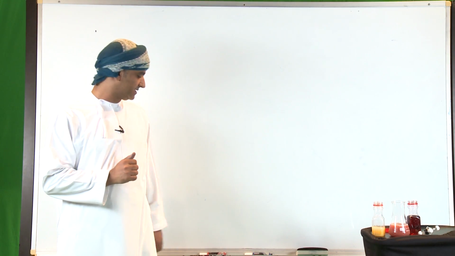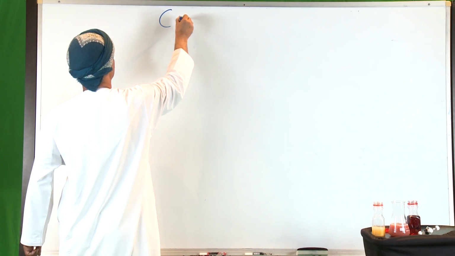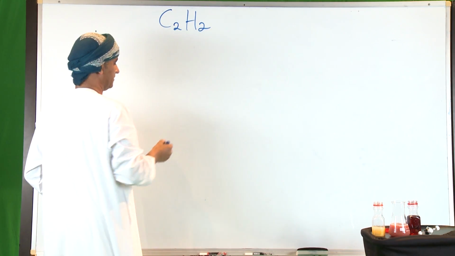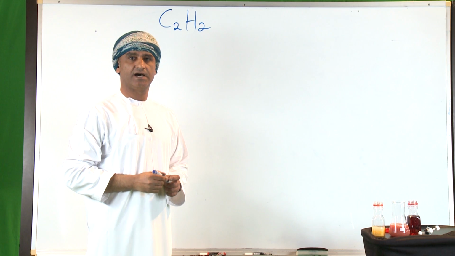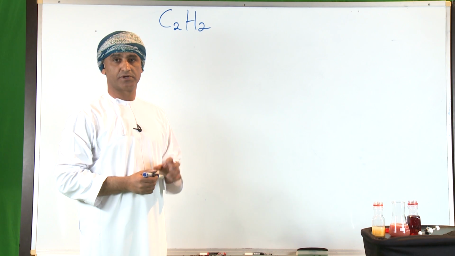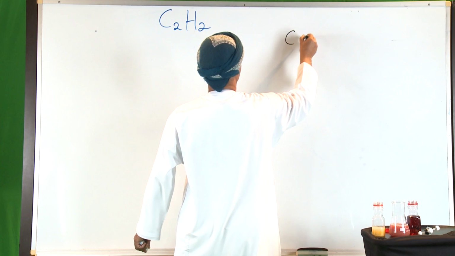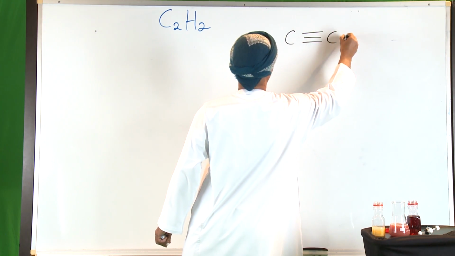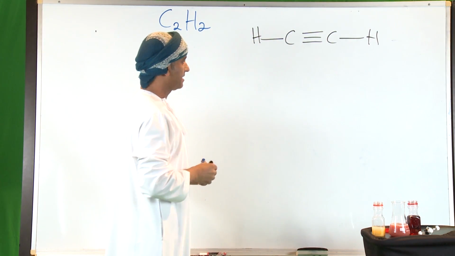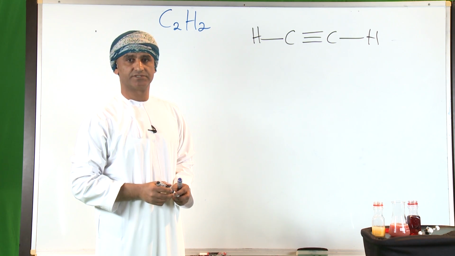To carry on, let's take another example of an organic compound. This time we take acetylene. Acetylene has a formula of C2H2. Acetylene is the simplest alkyne, where there is a carbon-carbon triple bond between the two carbon atoms. This is a possible structure for acetylene. So there is a carbon-carbon triple bond and a single bond between each carbon and each of these hydrogen atoms.